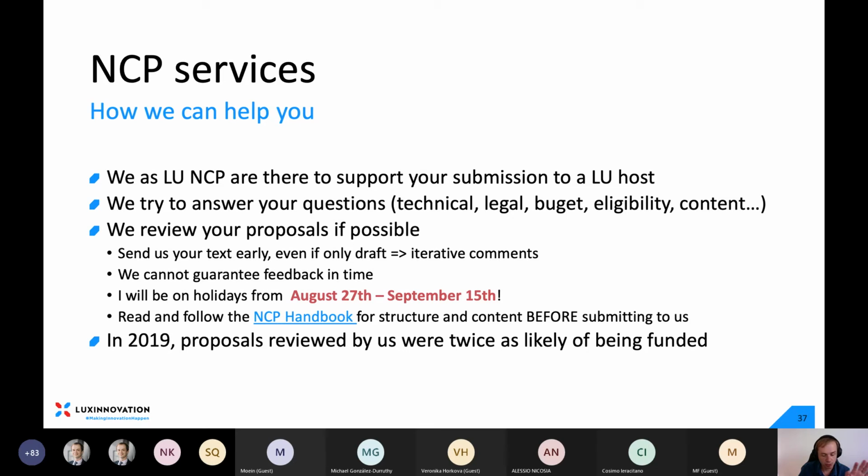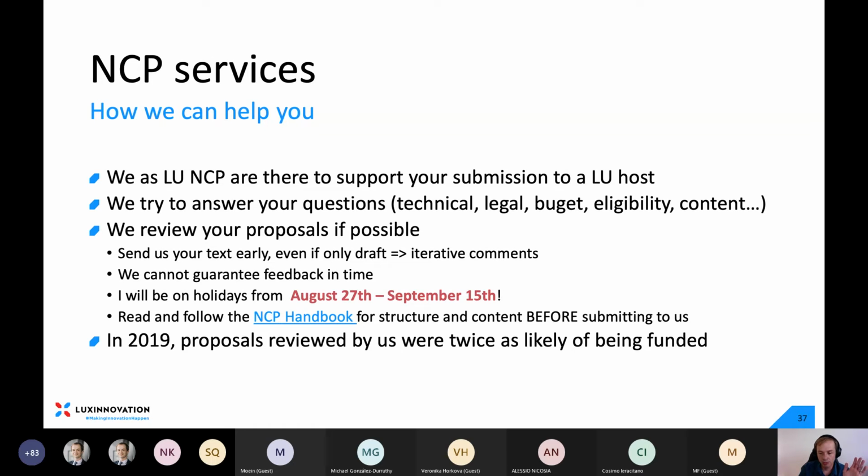So as I said, there's no obligation for us to be involved in the structure. In 2019, the proposals that we reviewed were twice as likely to be funded as the ones that we didn't review in Luxembourg. Last year, our success was not so great. I don't know the reasons, but I do believe that we have an added value.